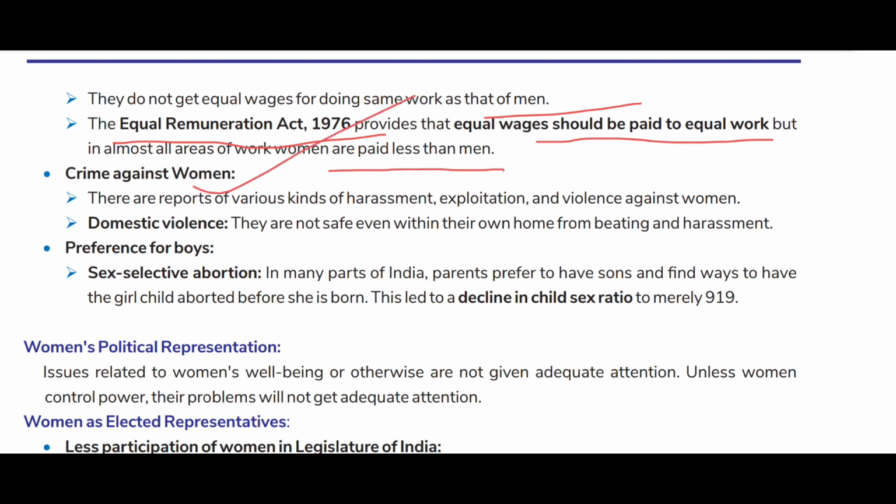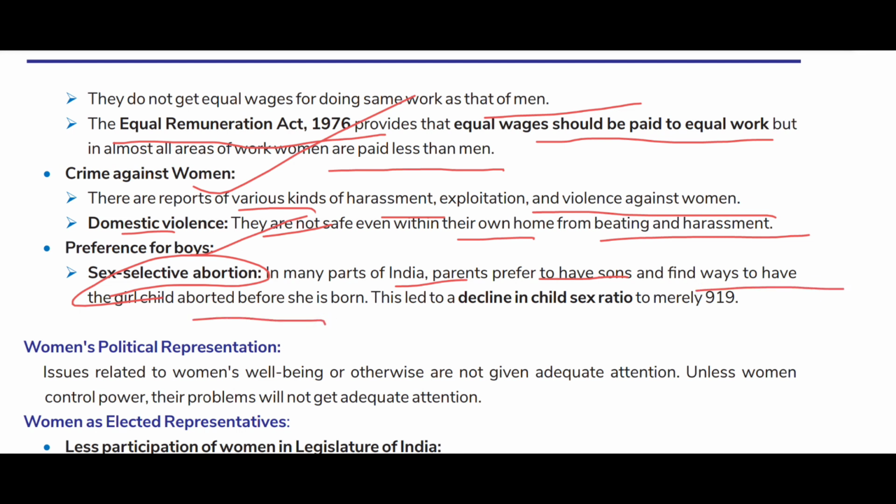Crime against women. There are reports of various kinds of harassment, exploitation, and violence against women. Domestic violence. They are not safe even within their own home from beating and harassment. Preference for boys. Sex selective abortion. In many parts of India, parents prefer to have sons and find ways to have the girl child aborted before she is born. This led to a decline in child sex ratio to merely 919.